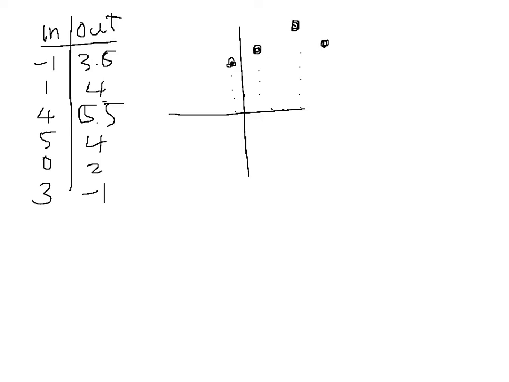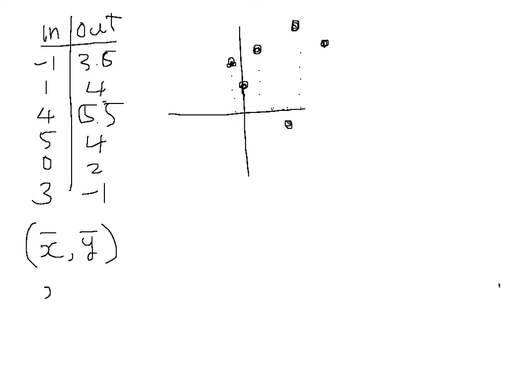Then 0 and 2, somewhere over there. That looks a little awful, but you know what I'm doing. The last one is 3 and negative 1. So this is pretty scattered. It looks like it's spread out all over the place. The first thing we have to find is x bar and y bar. That's the balance point. How do we find these values?